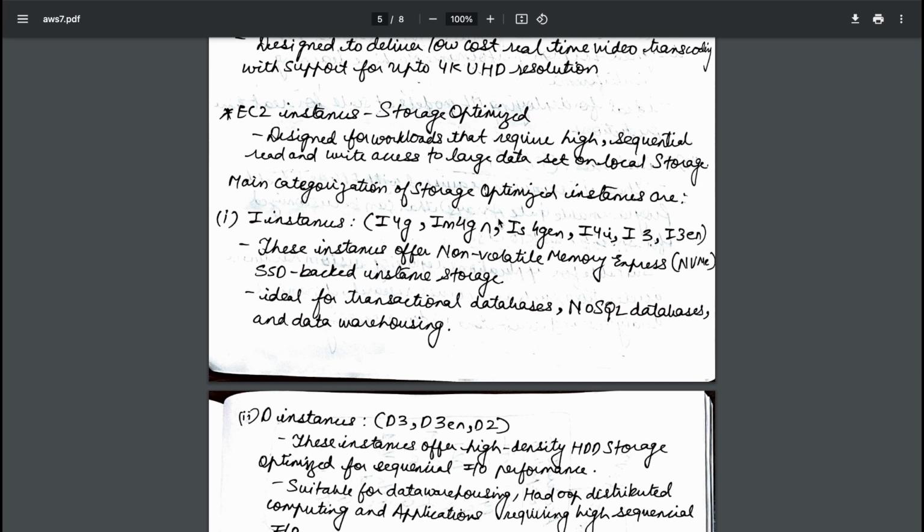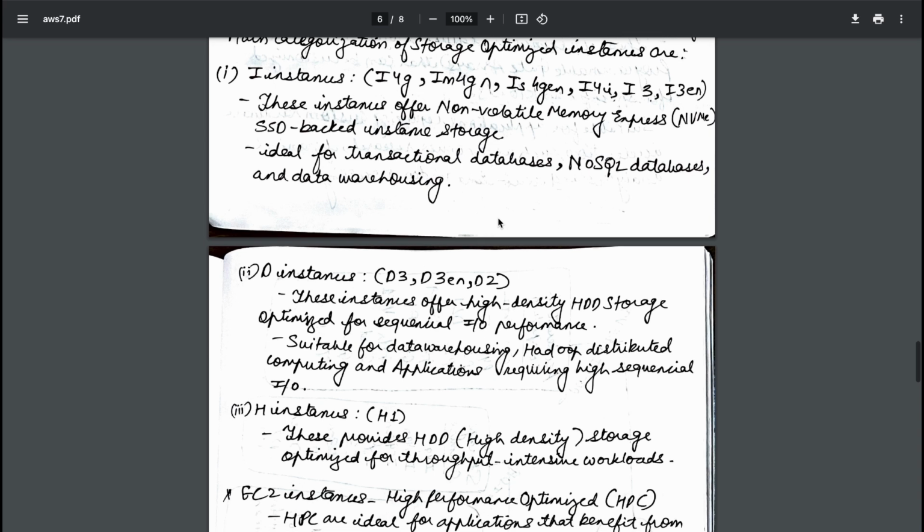So storage optimized is basically used for websites such as Spotify, where users are uploading data, where users are retrieving data, where the CRUD operations are happening. So in that specific use case, we may use storage optimized. It is designed for workloads that require high sequential read-write access to large data sets on local storage. So let's see the categorization.